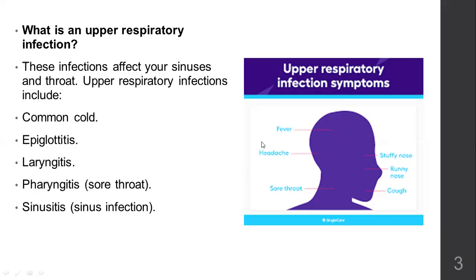So what is an upper respiratory tract infection? These infections affect your sinuses and throat. And upper respiratory infections include common cold, epiglottitis, laryngitis, pharyngitis, sinusitis. Common cold, that's because of your rhinovirus infection.